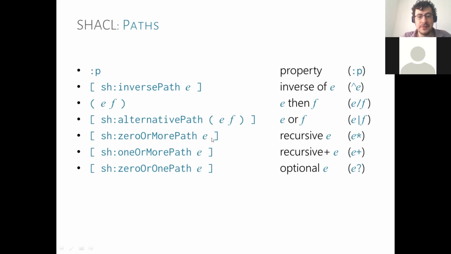Zero or more path of E, so this is E star. This is called Kleene star. One or more E, which we write as E plus, Kleene plus in SPARQL, or zero or one path of E. So that's essentially the node itself, or a node that's connected to that node by E, and that's E question mark. So essentially we can also validate nodes that are connected to the current node via a property path, and say, for example, that they must satisfy some other shape.